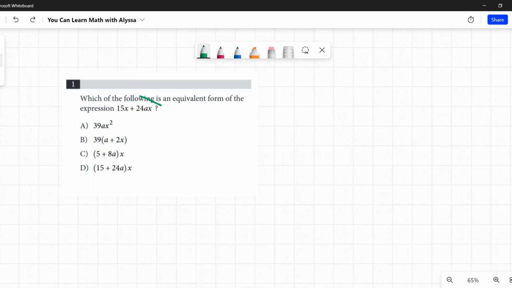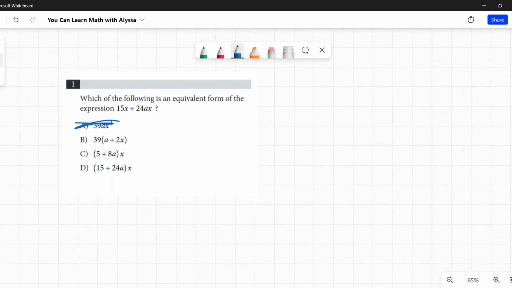So what they did there is they said, I can add these together because 15 plus 24 is 39. I've got an a and I've got two x's, so that's ax squared. Is that how that works? No, it's not. When we are adding like terms, those x's on the outside don't change. They just don't. So if I have x plus x, I do not get x squared, I get 2x. So that one is out.